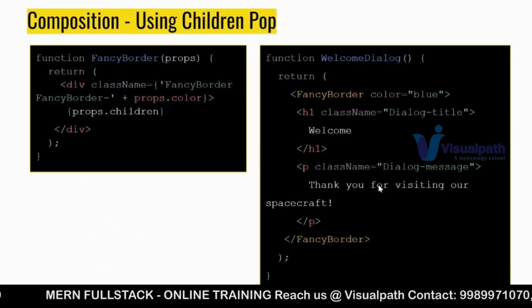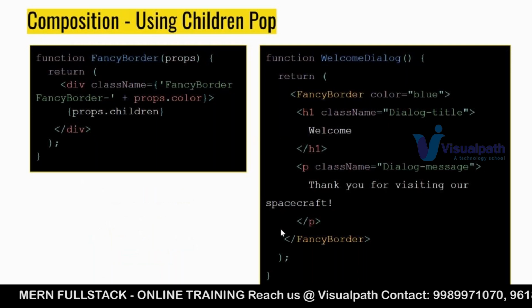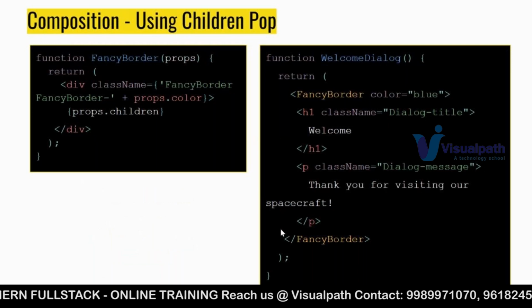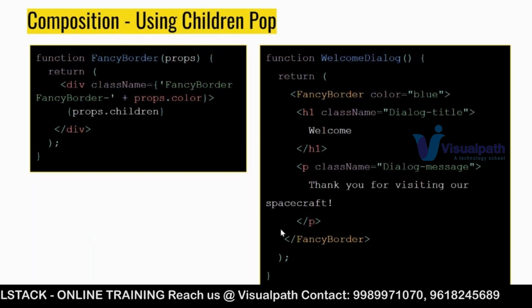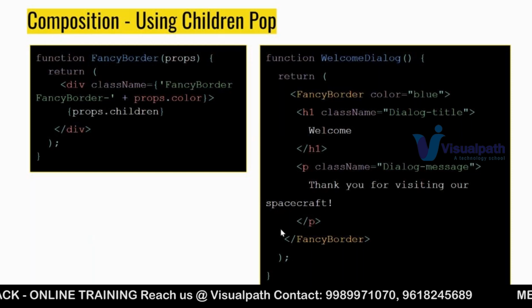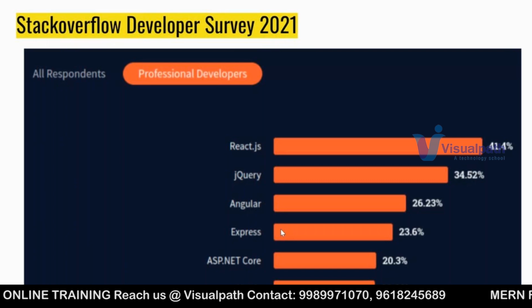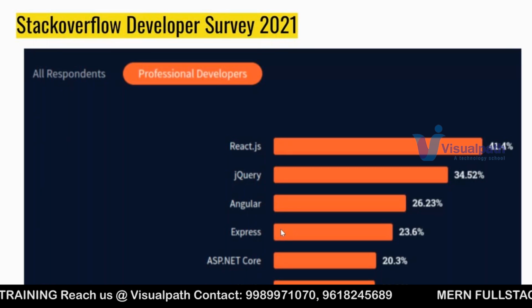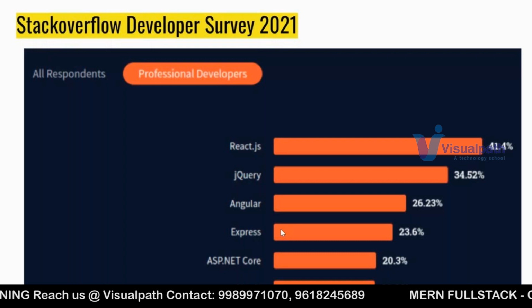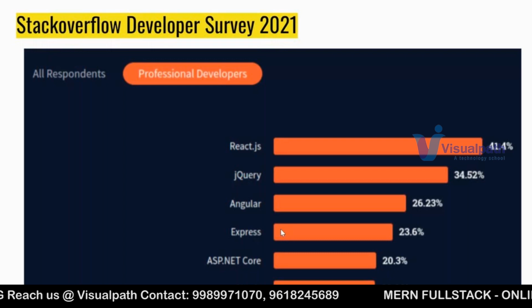And then in React you have children props. I don't want to confuse right now. We will see about the children prop in React, and what the various functionalities of the children props are. And then the Stack Overflow Developer Survey 2021: React, jQuery, Angular, all these frameworks. We can see React JS is among the top, and then after that jQuery.